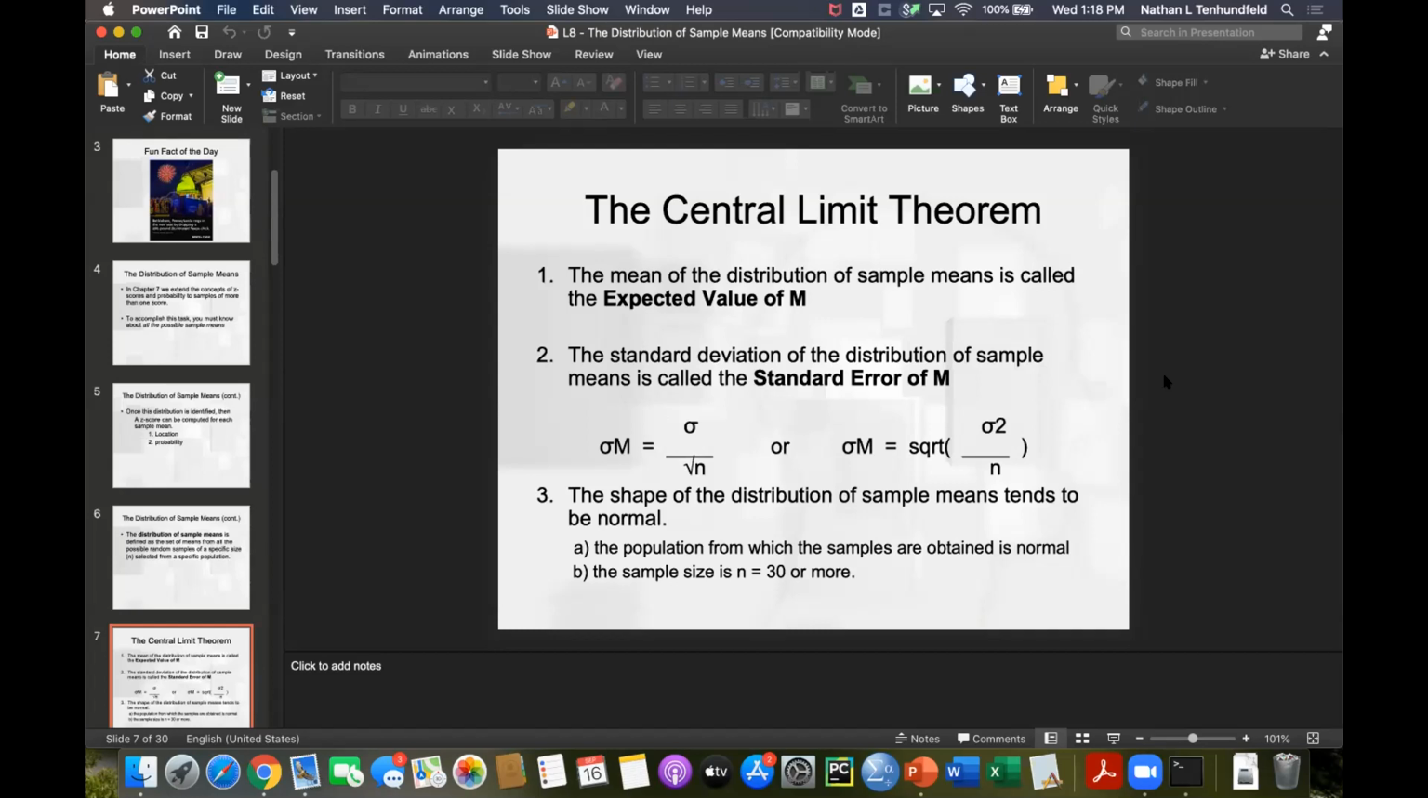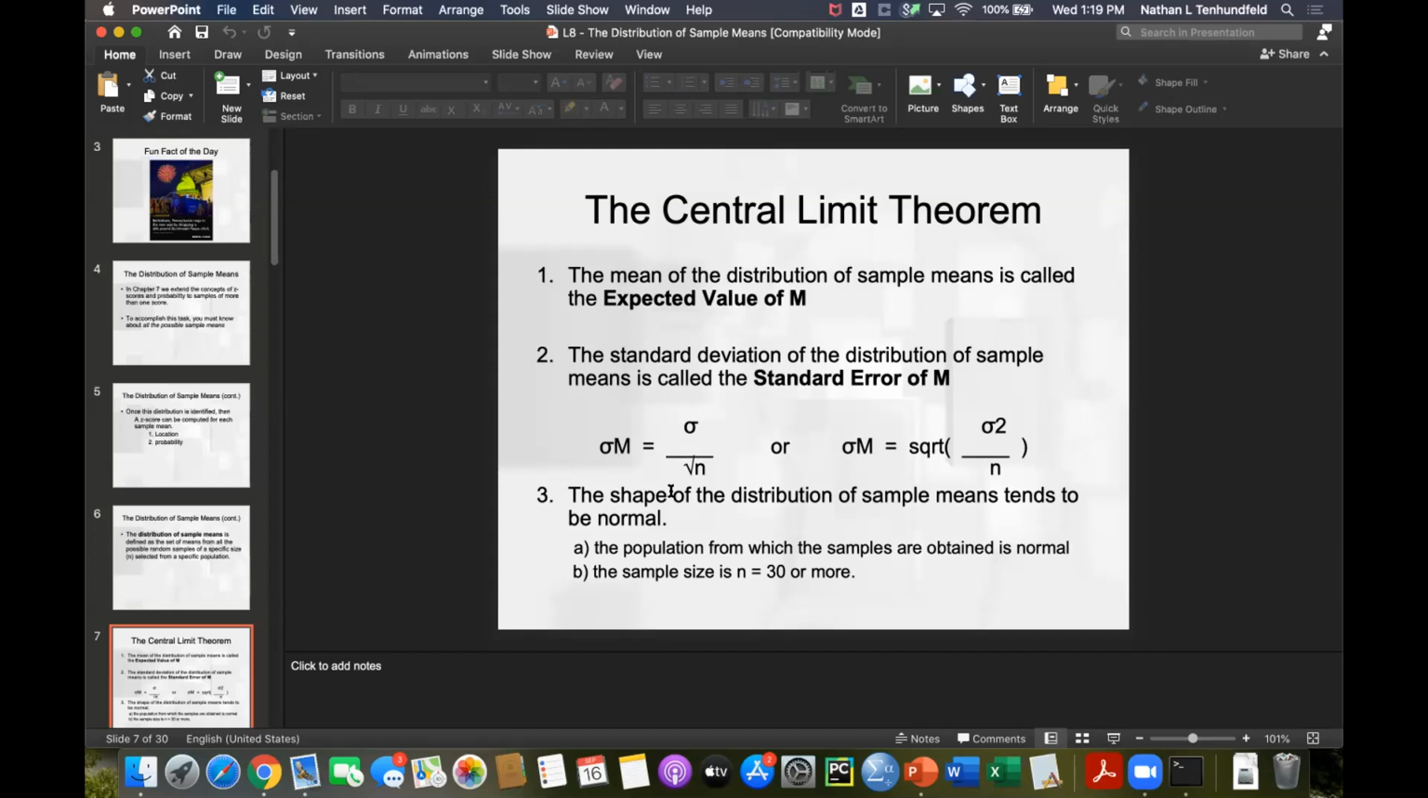But so you're taking that known standard deviation and dividing it by the square root of the n of that sample. So if you sampled 100 people, you're taking the square root of 100, which gives you 10. And that gives you that standard error of the mean.